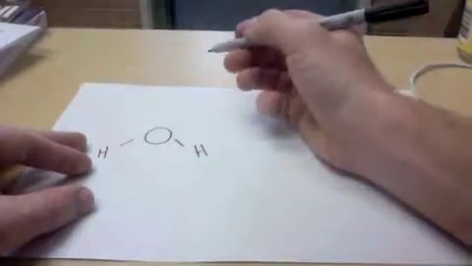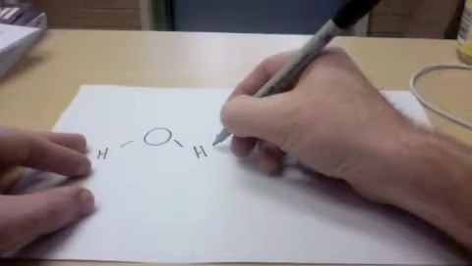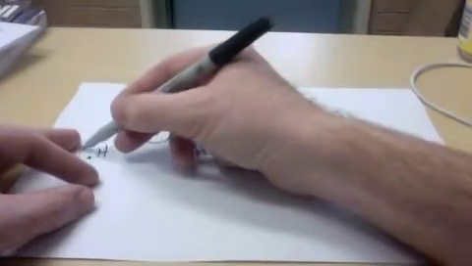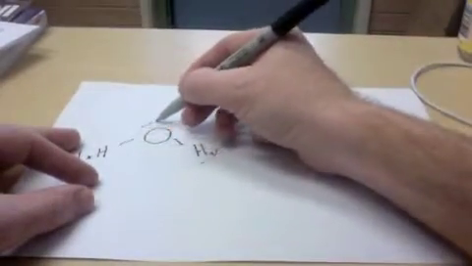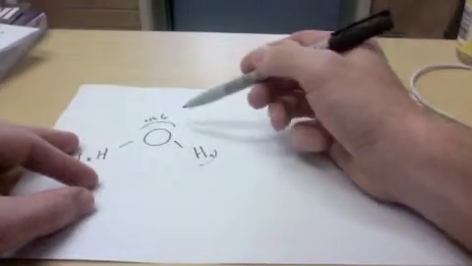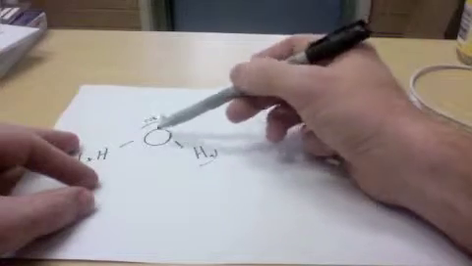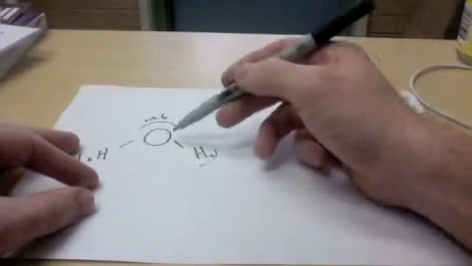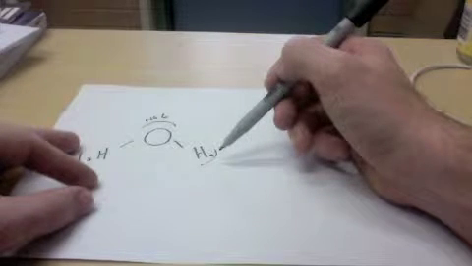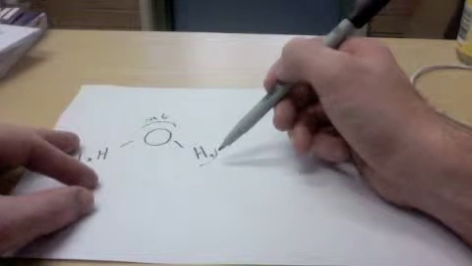We know now that we've got an area of positivity around here. It's going to be positive. An area of positivity around here. And a strong area of negativity around this oxygen. Why? The oxygen is extremely electronegative. It has high electron pulling power. The hydrogen is very weakly electronegative. It has hardly any ability to keep its electron.